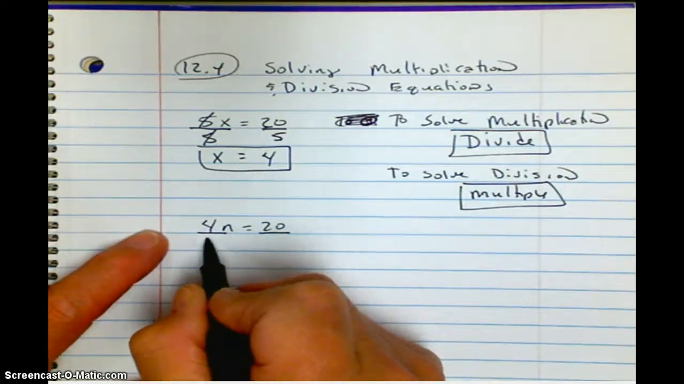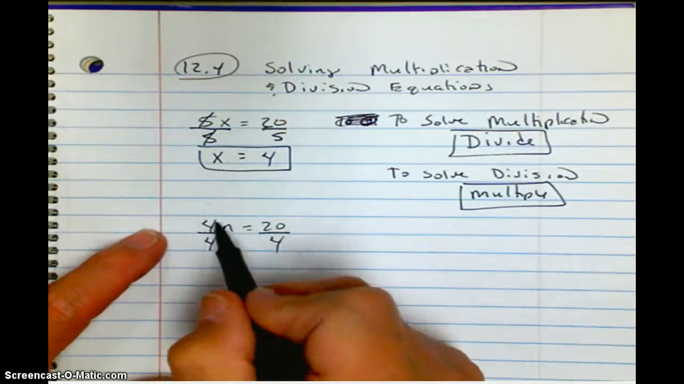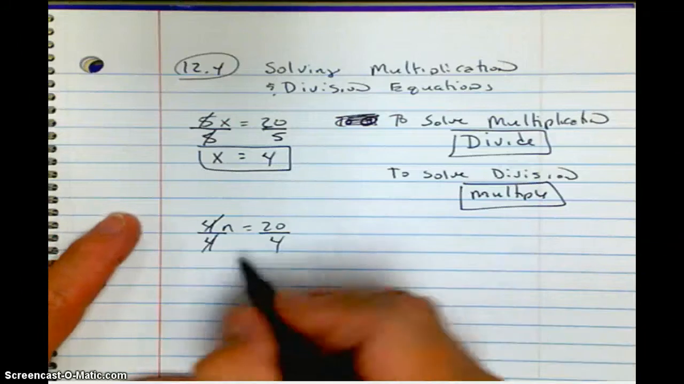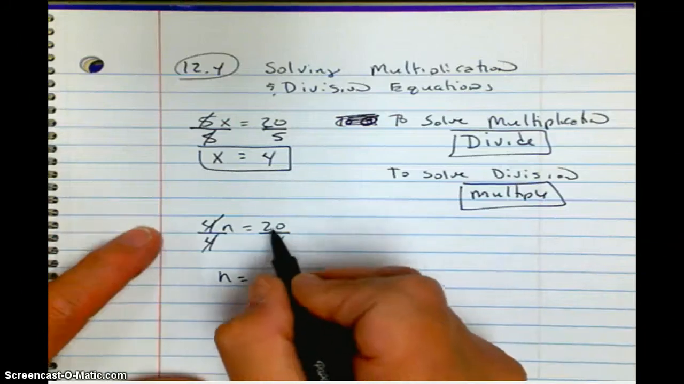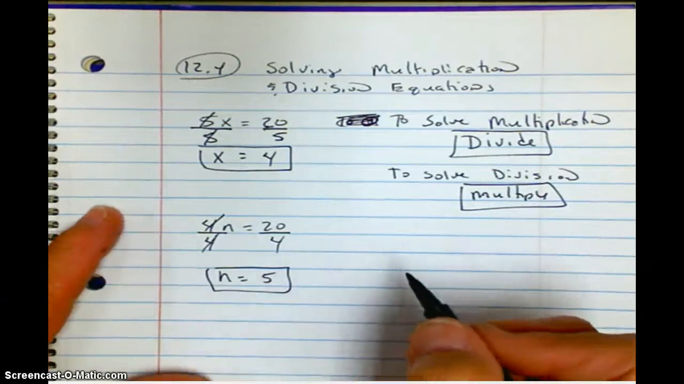Instead of multiplying by 4, we're going to divide by 4 on both sides of the equal sign. And so 4 divided by 4 is equal to 1, so it crosses itself out. And then we have n, which is equal to 20 divided by 4, which is equal to 5.